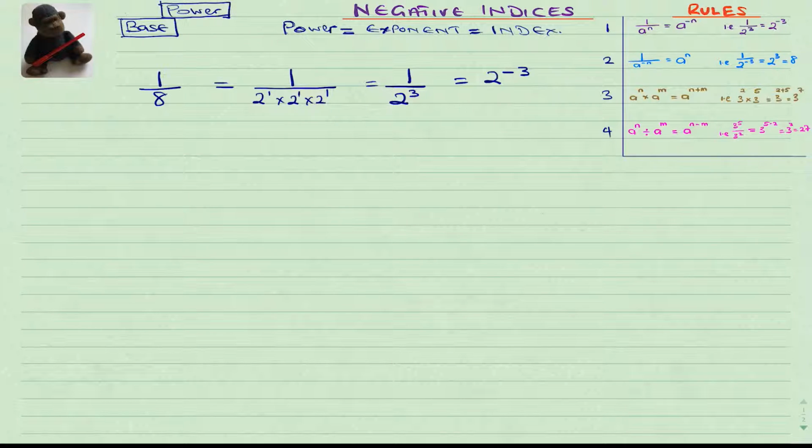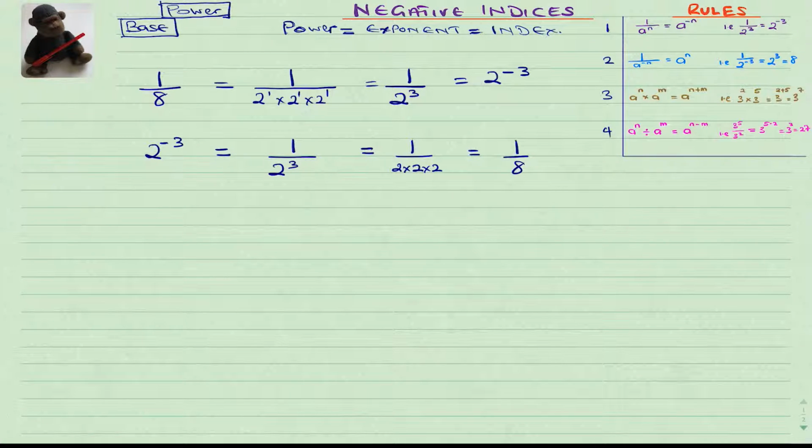You can go backwards. So if you're given 2 to the power of minus 3, you can write 1 over 2 to the power of 3, and that will give you 1 over 2 times 2 times 2, and that will become 1 over 8.